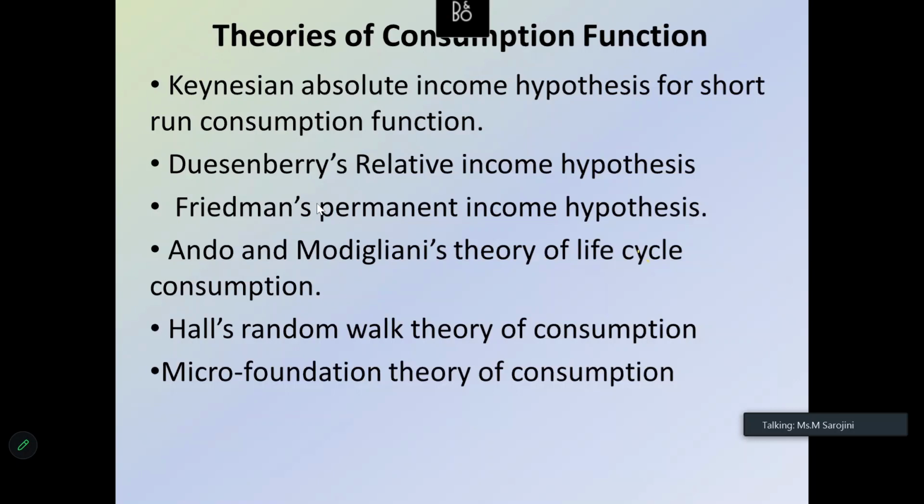Let's move to this. This is the basic introduction or basic ideas about the consumption function. Here there are so many consumption functions. The first one is the Keynesian absolute income hypothesis, the short-run consumption function. Then Duesenberry's relative income hypothesis, Friedman's permanent income hypothesis, and Modigliani's theory of life cycle consumption. Then Hall's random walk theory of consumption, and also the micro foundation theory of consumption.